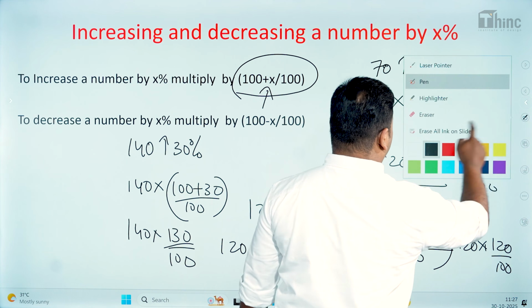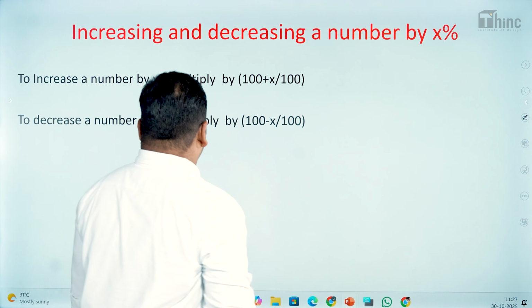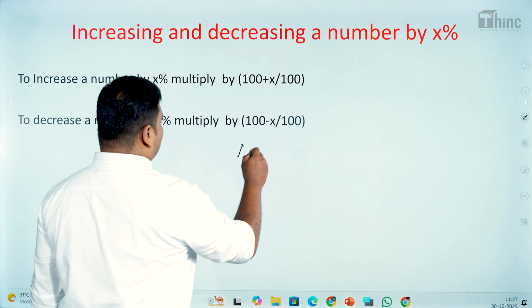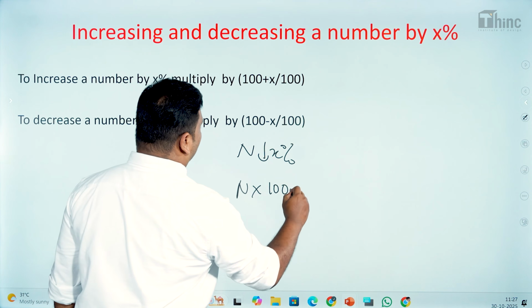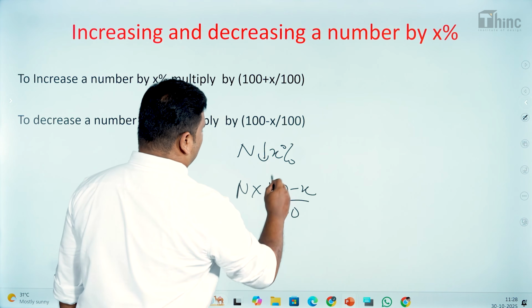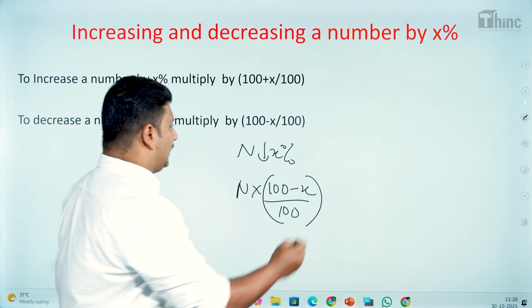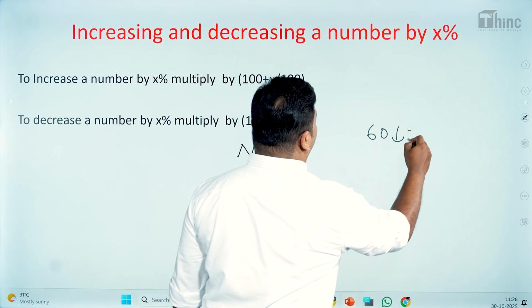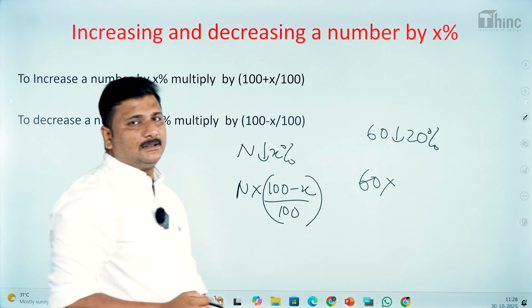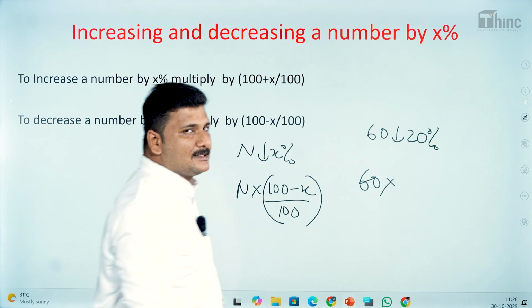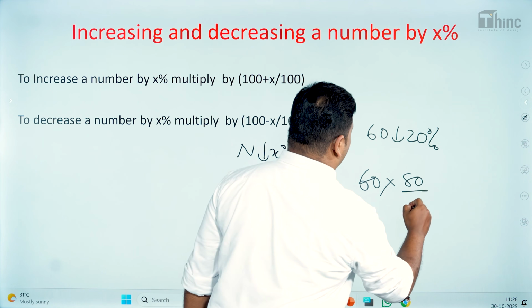Okay, so let's say I need to decrease a number by x percentage. What do I need to multiply the number with? 100 minus x by 100. So for example, I need to decrease 60 by 20 percentage. So all I need to do is just multiply 60 with what? 100 minus 20, which is 80 by 100.